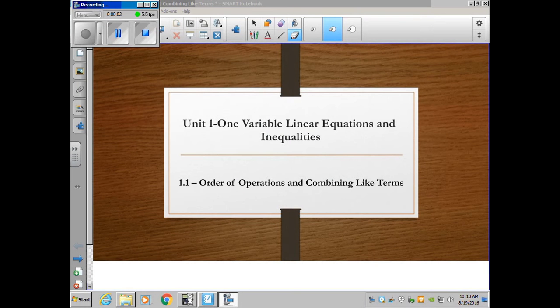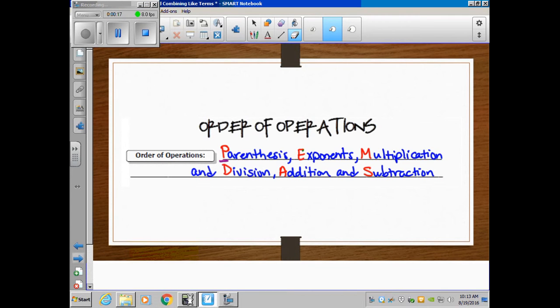Welcome to Algebra 1. Our first unit is one-variable linear equations and inequalities. Our first lesson is on order of operations and combining like terms. So this is review material for most of you, if not all of you, but we felt like moving forward it would be a good idea to review some of this.